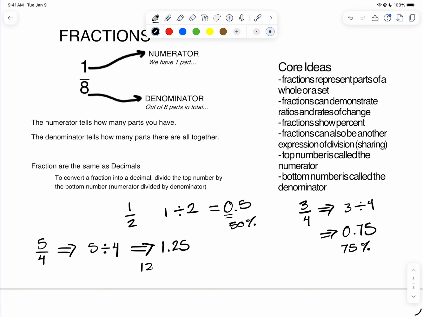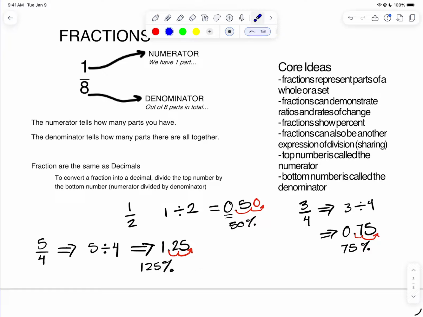That would be 125%. We'll talk more later about changing decimals into percents, but the general idea is you just take the decimal point and you move it over 2 spaces to the right. So like here, 1, 2, and it becomes 75%, or here, 1, 2, we have to add a 0, it becomes 50%, and here, 1, 2, and it becomes 125%, right?